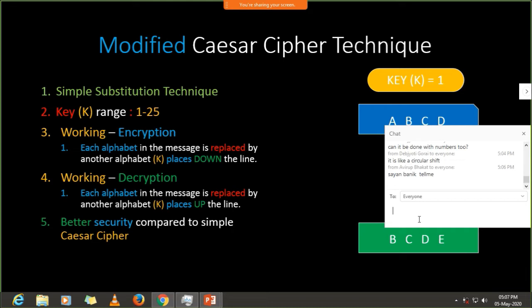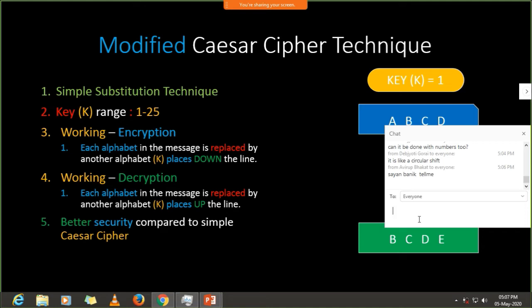Because everyone knows that. In the case of the simple substitution, it is encrypted just by one value. Modified Caesar cipher is encrypted with a value in the range 1 to 25. I can shift my range by any number of these. Caesar cipher has the default value of only plus 3. Everyone knows it, so everyone can decrypt the message easily.